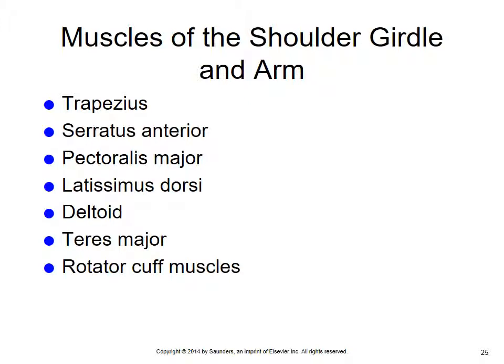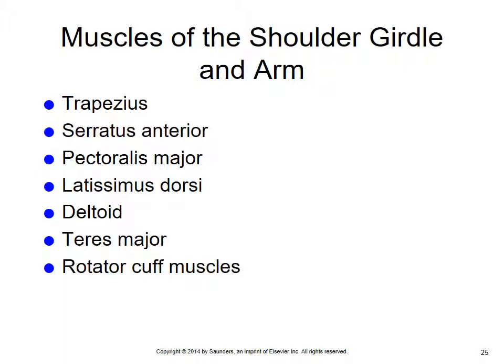Muscles of the shoulder, girdle, and arm. The trapezius shrugs the shoulders and rotates the pectoral girdle. The serratus anterior lowers the shoulders and allows the upper arm to move as if pushing a cart. The pectoralis major moves the upper arm across the front of the chest.